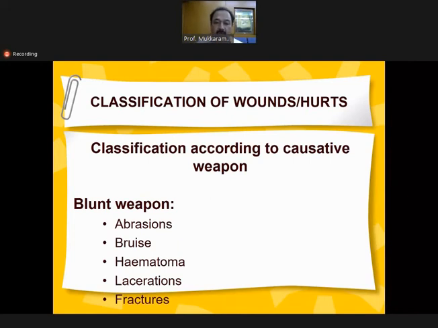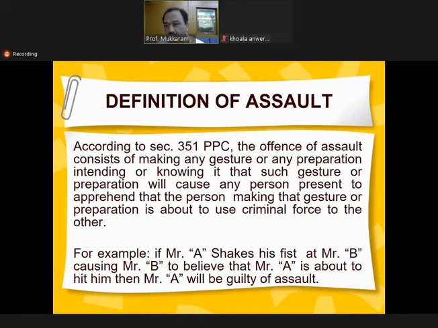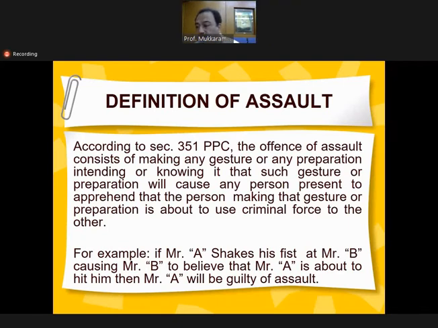So I'm just coming to assault. Blunt weapons are there, sharp cutting weapons are there, firearm injuries are there, and maybe fire, extreme heat to the body, like in plane crash cases, etc. Somebody has asked me, well, I told you injury is any harm whatsoever illegally caused to a person in body, mind, or reputation.